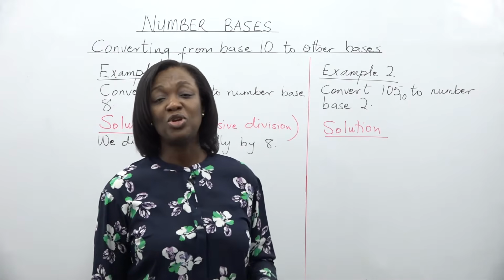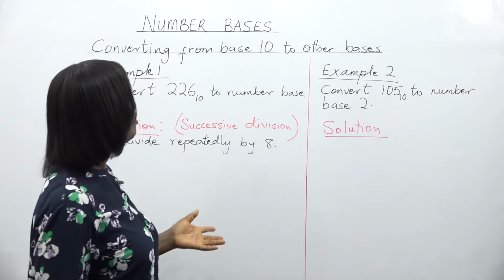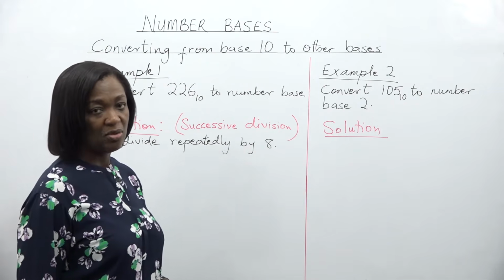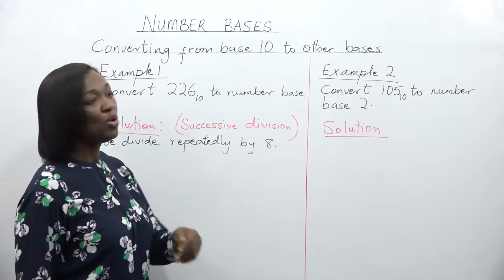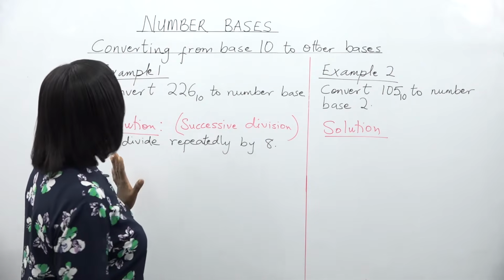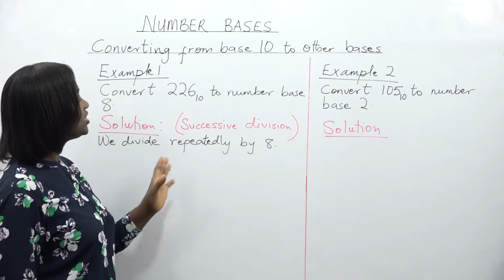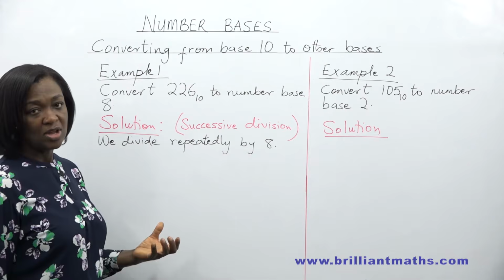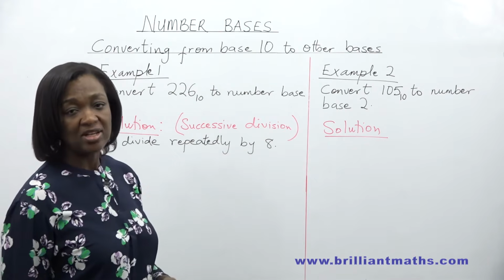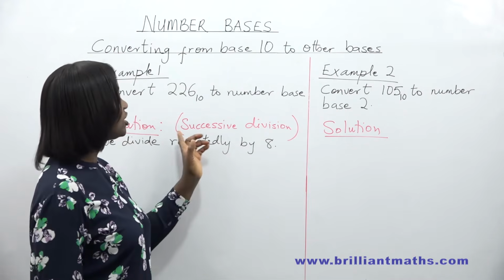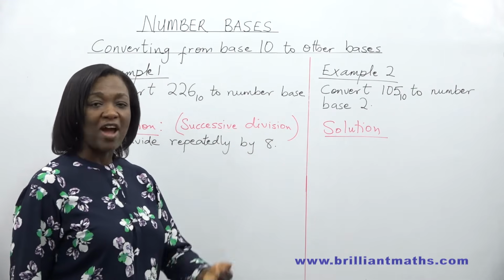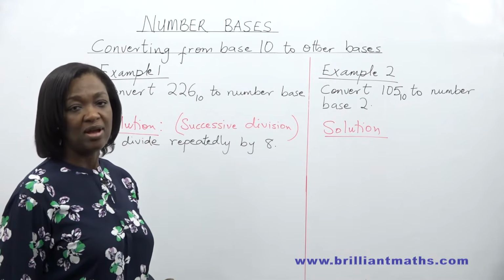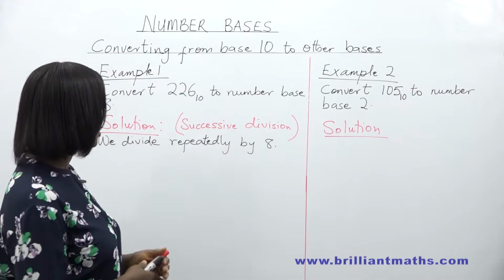In this lesson, we want to look at how to convert a number from base 10 to another base. All right? Convert the number in base 10 to a number in another base. Example 1, convert 226 base 10 to number base 8. To be able to convert a number from base 10 to any other base, you use successive division. That's, you divide repeatedly by that base and record the remainder. Let's see how it works.